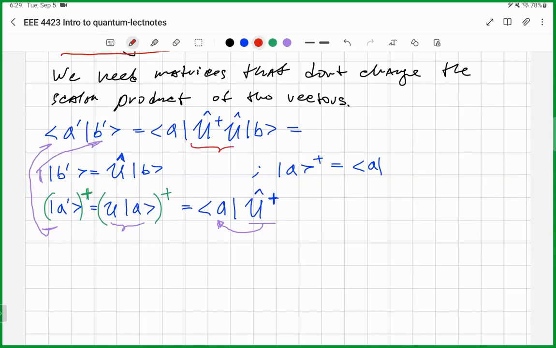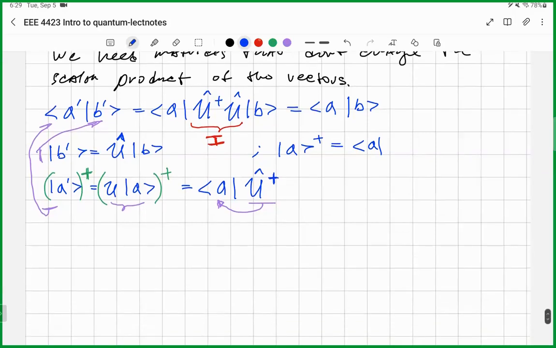So we require this to be equal to the identity matrix. So this must be the identity matrix. If so, then as a result we get a times b, and the scalar product is unchanged. And this is basically the definition of a unitary operator. So u dagger times u is equal to the identity operator.